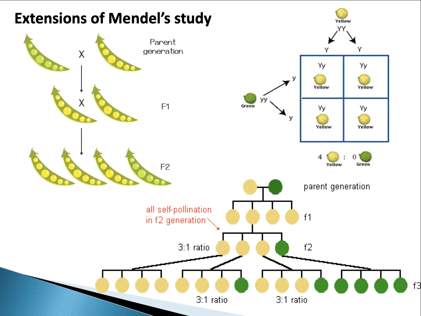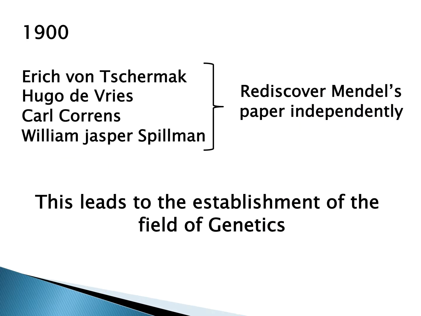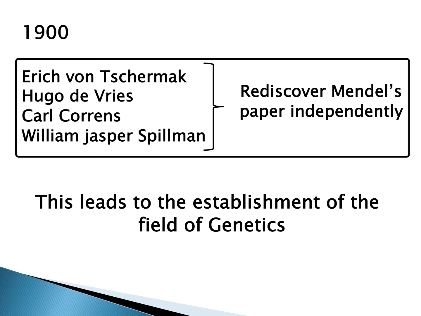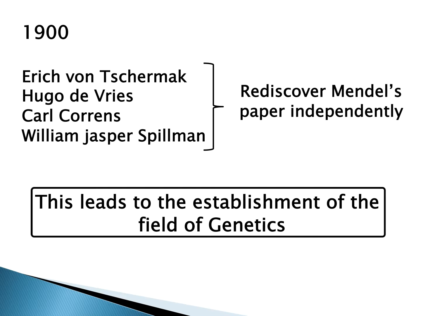That is, Darwin knew nothing about Mendel, and Mendel knew nothing about Darwin. So at the time, they weren't brought together. But then in 1900, 4 people, Tschermak, De Vries, Correns, and Spillman, rediscovered Mendel's paper independently. It seems kind of amazing to me it was independent, but that's what is reported. And this led to the establishment of the field of genetics.